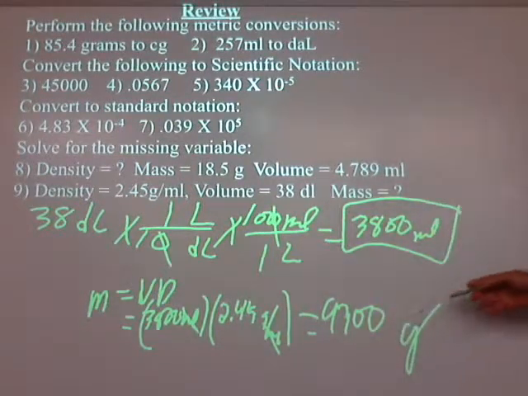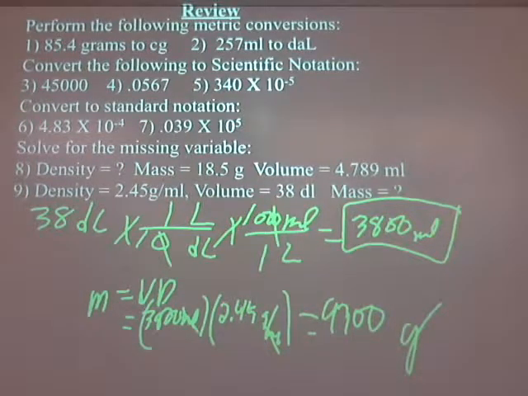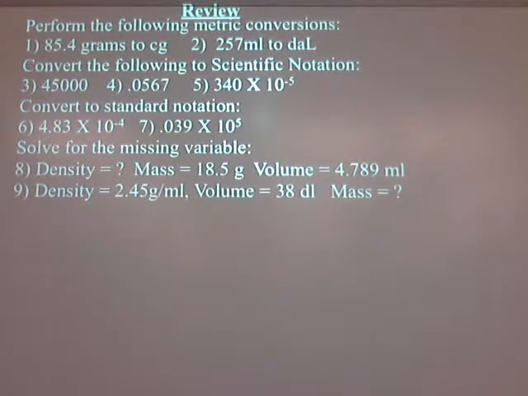9300. I don't know. Looks good to me. It's the right number of significant figures anyway. Everybody else get that? Good? All right. Now, that's the density problem. They're at the bottom of that front side. We're done with the front side now.